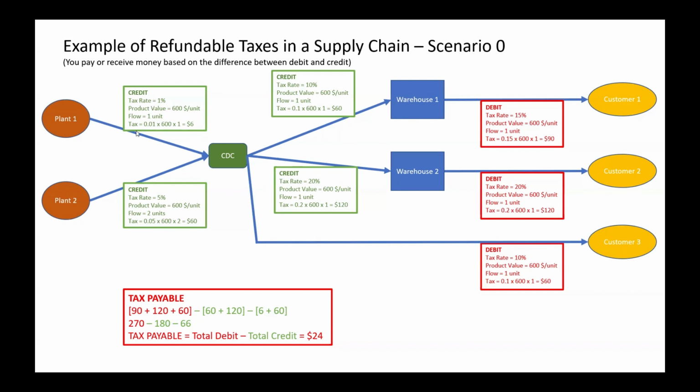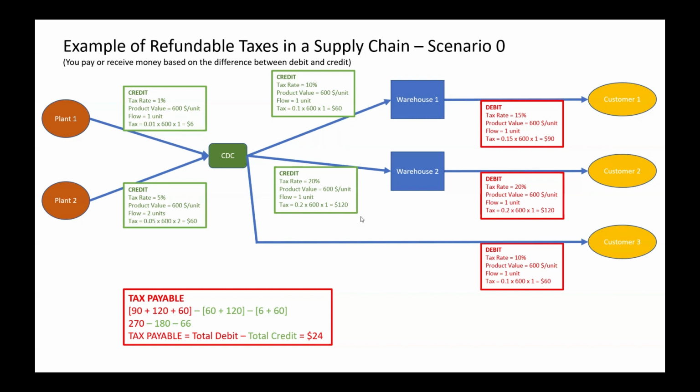So the total credit which you get is the product of the credit rate, the product value, and the units which will be shipped by this plant. In this case, it's $6, whereas in this case, it is $60. Similarly, from the CDC to the warehouses, again, you have a certain credit rate. Based on that, from CDC to warehouse one, your tax credit is $60, and from CDC to warehouse two, your tax credit is $120.